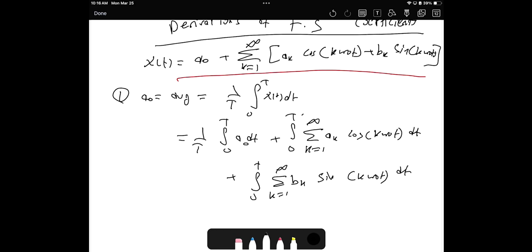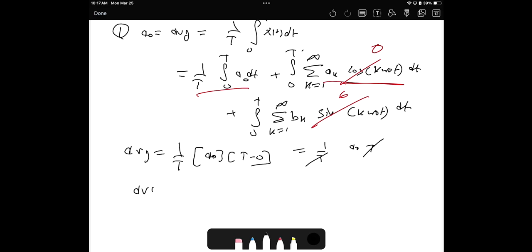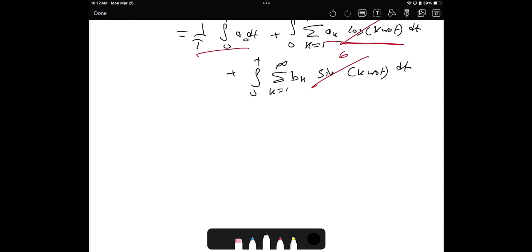Okay? Now, let's find the average value. What's the average value of the cosine? 0. What's the average value of the sine? 0. What's left? This. So, A naught, or in other words, the average, equals 1 over T, then A naught times T minus 0, right? There's going to be 1 over T, A naught times T, and T will cancel each other. This yields average equal to A naught.